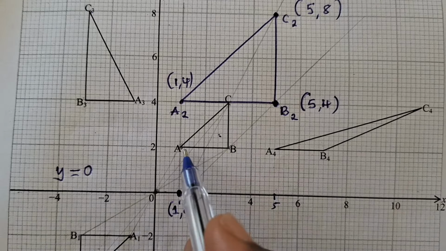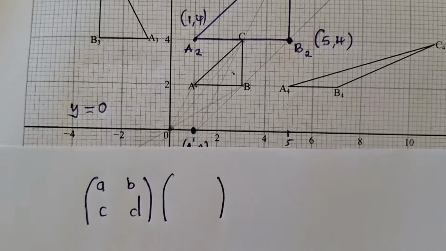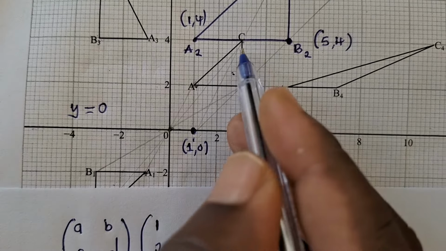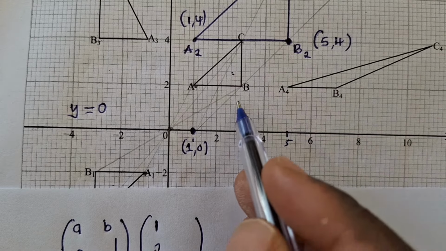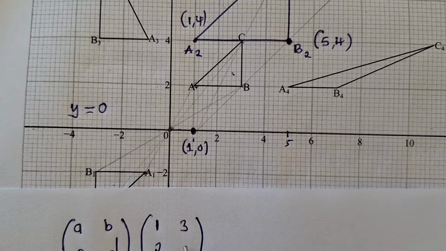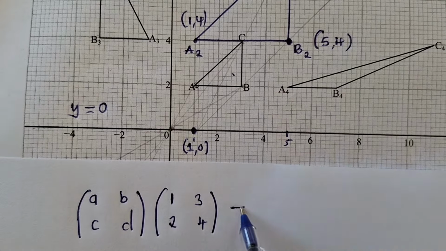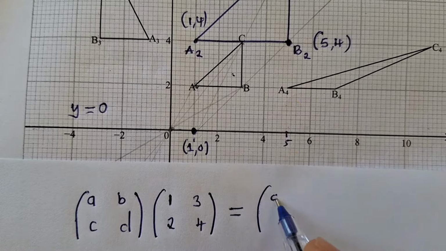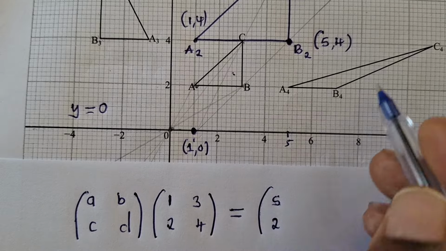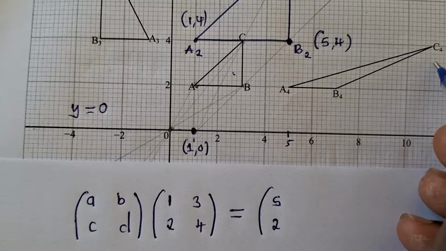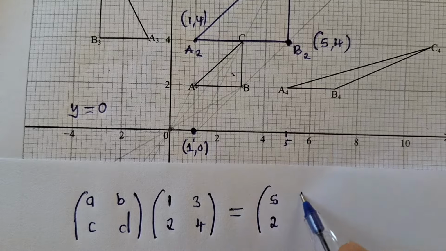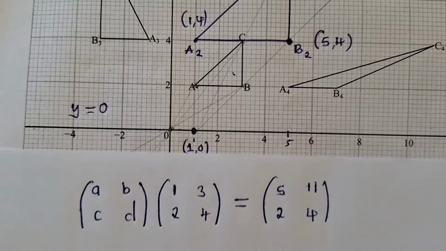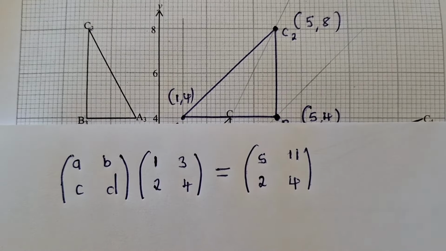So I'll pick for this A. For A, this is 1, 2. So 1, 2. For the C which has been stretched, this is 3, 4. Okay? And then you say equal to, pick now for A here, which is 5, 2. And then what has been stretched where it is now, this is 11, 4. Okay? And now solve this matrix.